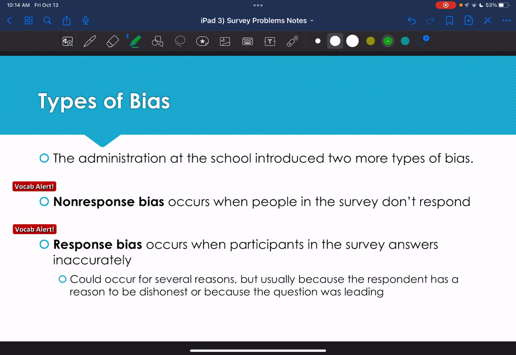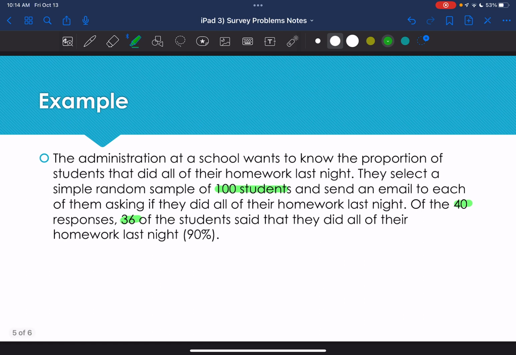Response bias occurs when a participant in the survey answers inaccurately. It could be for a bunch of reasons, but usually the person has a compelling reason to lie, right? So you go to the doctor and they say, do you smoke? And you're a smoker and you know you're not supposed to. So you say, oh, I don't smoke that often. That's response bias. You lied.